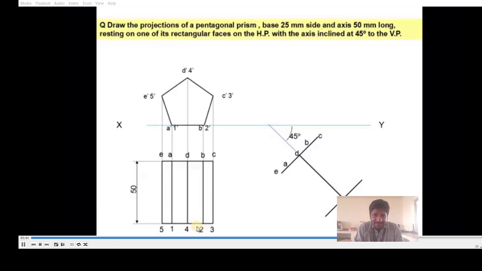Similarly, we mark the points for 5, 1, 4, 2, 3, rather than a perpendicular line, 4 to distance arc. Like this you complete. Now join all the points: C3, A1, E5. Now the entire figure has been drawn with 45-degree inclination.